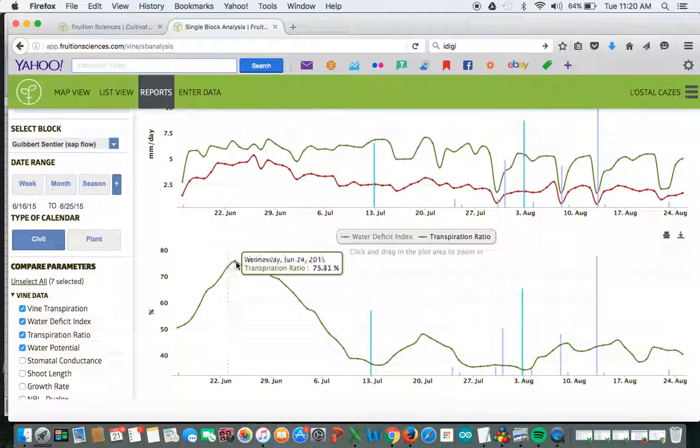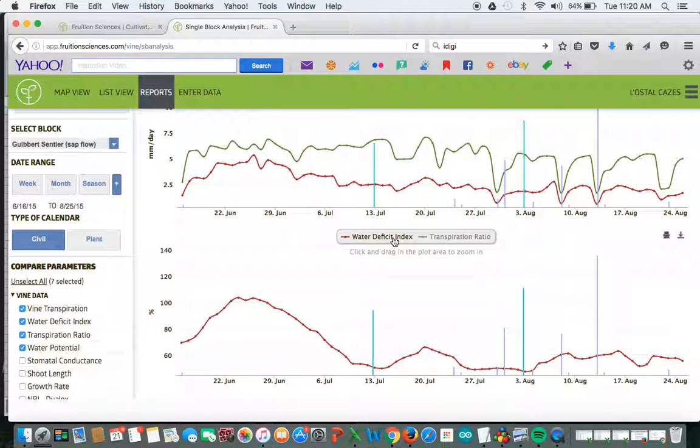Once we hit this crop coefficient plateau, WDI is then calculated, which is this line here. And this makes it really easy because when this hits 40%, you know that you're transpiring at 40% of your crop coefficient, and an irrigation needs to be triggered.